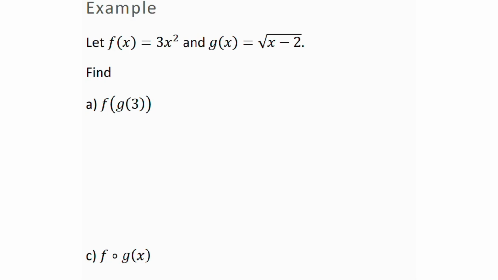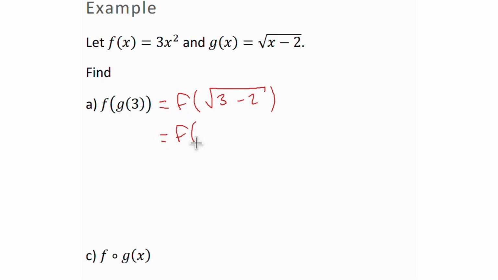Let f of x be 3x squared and g of x be the square root of x minus 2. Find f of g of 3. So that means, first of all, we're going to take g of 3. Now g of 3 is take g of x, which is the square root of x minus 2, but instead of x, we're going to use 3. So it's the square root of 3 minus 2.